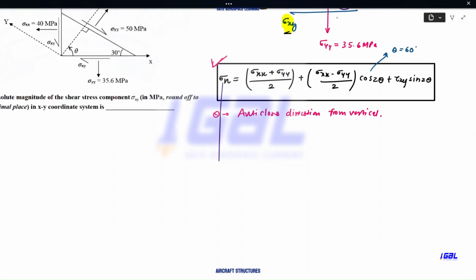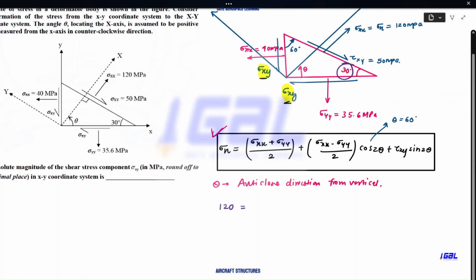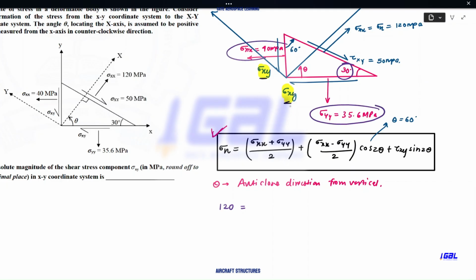Now this is normal stress, they have already given in the plane, which is your 120 megapascal. Now substitute all the values, sigma x, sigma y, everything is given. Okay, now this is your sigma y and this is sigma x for the question, and theta we already know, theta is 60 degrees. Then this is what they have asked us to compute, tau xy in this plane. Okay, I hope this is clear to you.